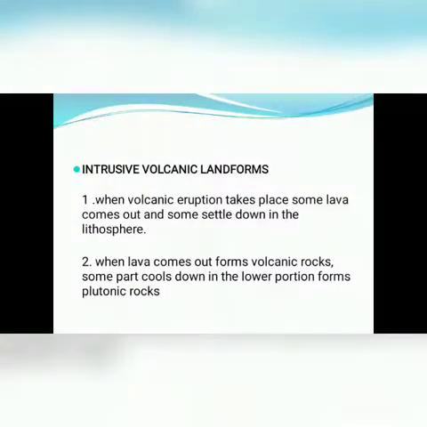Next is types of landforms which are made by volcanic eruptions. Intrusive volcanic landforms. When a volcanic eruption takes place, some lava comes out and some settles down in the lithosphere. When lava comes out from volcanic rocks, some part cools down in the lower portion and forms plutonic rocks.